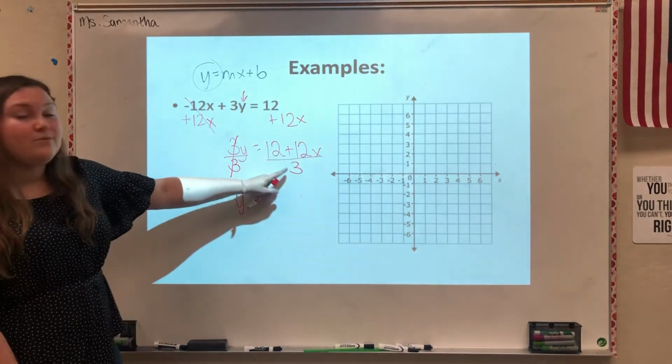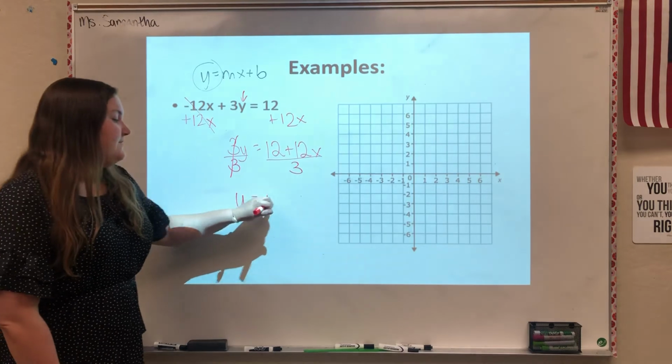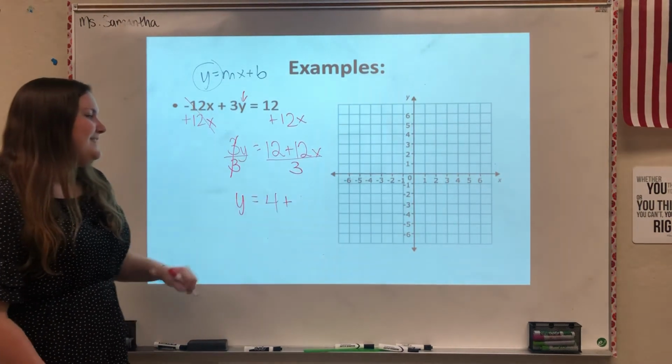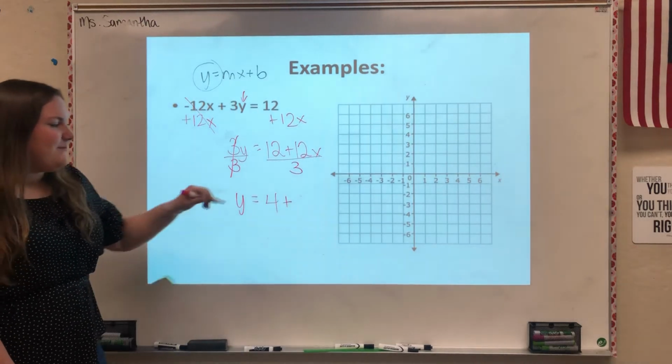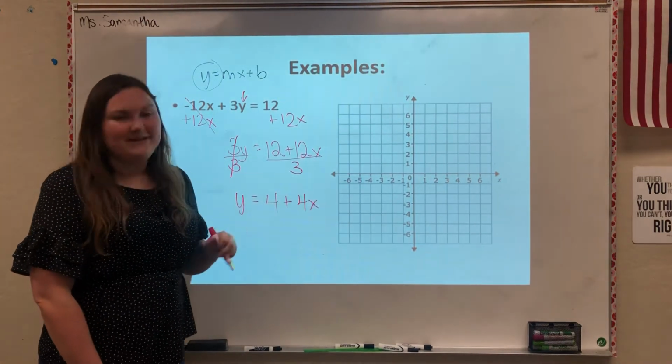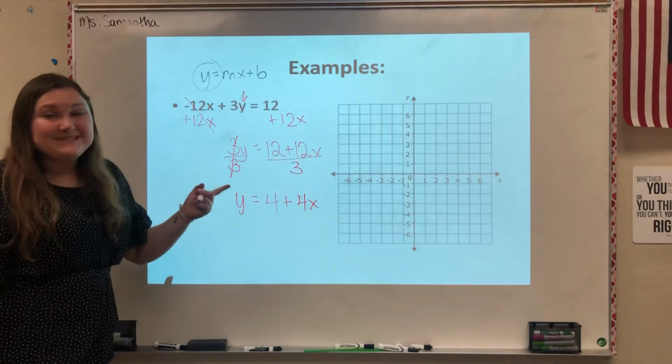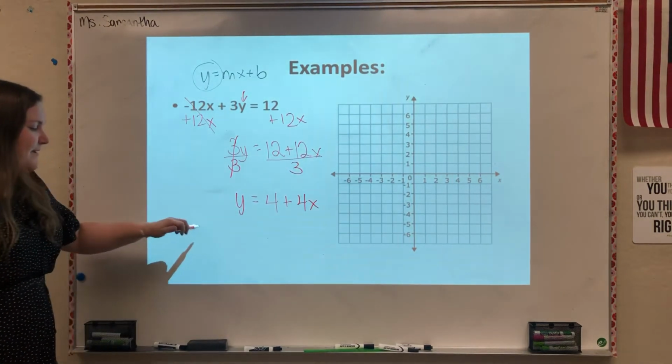So for the first part, 12 divided by 3 gives me 4. And then plus 12x divided by 3. Well, 12 divided by 3 is 4. And then I just copy down the x. This one was nice because all those numbers you could divide by 3.